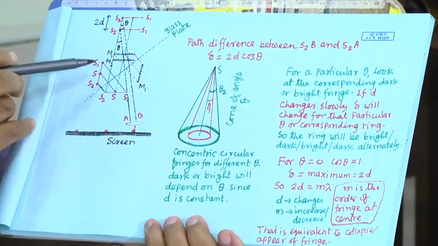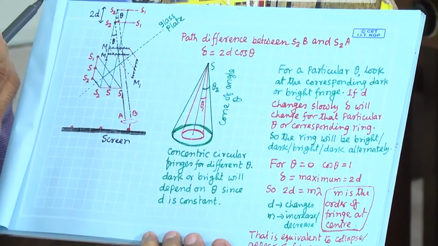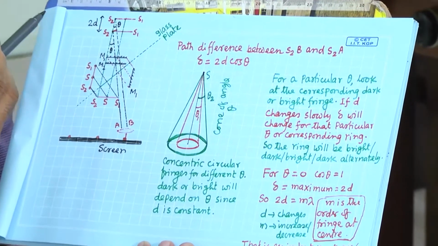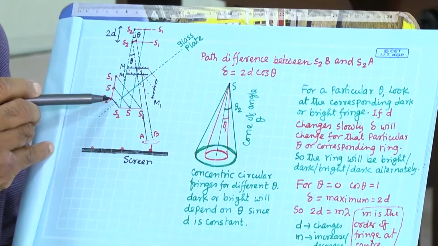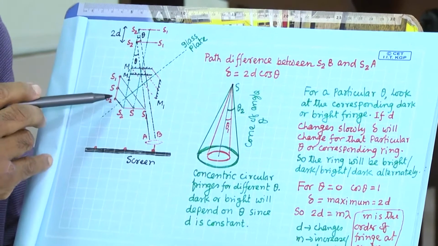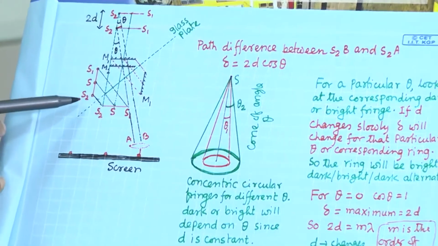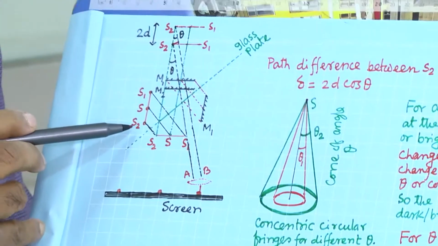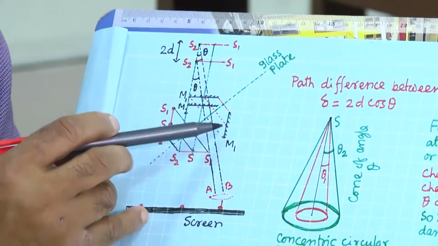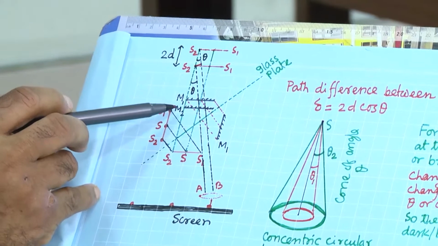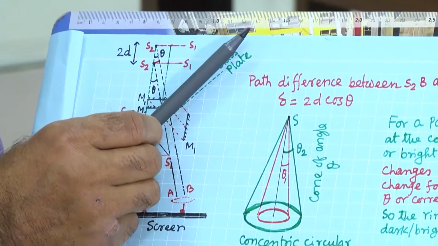So, you have an extended source, as we are using a convex lens to diverge the parallel rays. So, this is the extended source. Three points I have taken, S in the middle and then S1, S2. This is mirror M1 and this is mirror M2. Now, this is the glass plate.